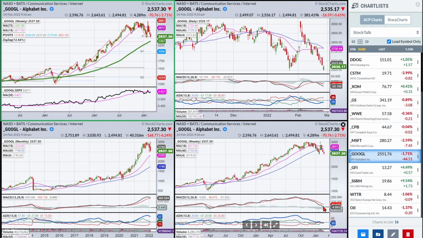Again, keep an eye on how the MACD reacts at the MACD line, at the zero line, because that'll tell us a lot. And I think 2500 is also a key level to keep an eye on.